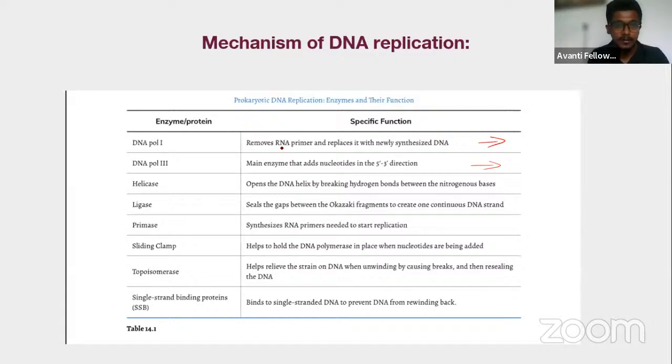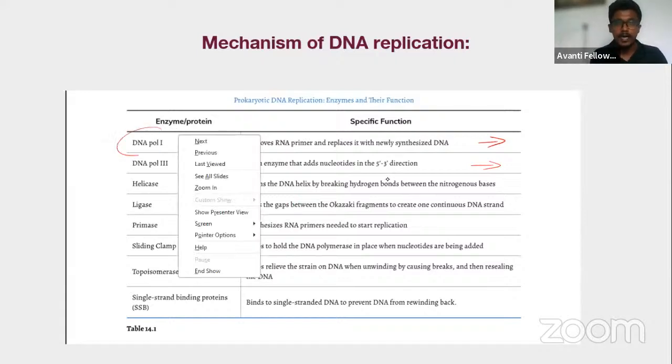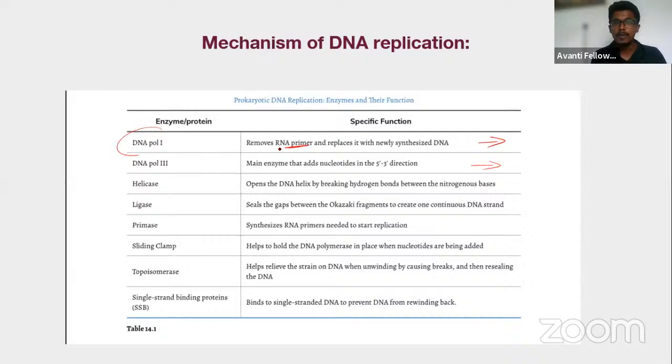So now what's happening, guys? We have DNA Pol 1. The DNA Pol 1, what does it do? It removes the RNA primer and replaces it with new DNA.